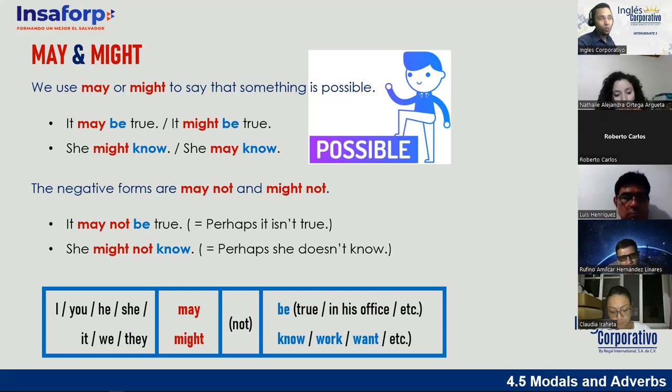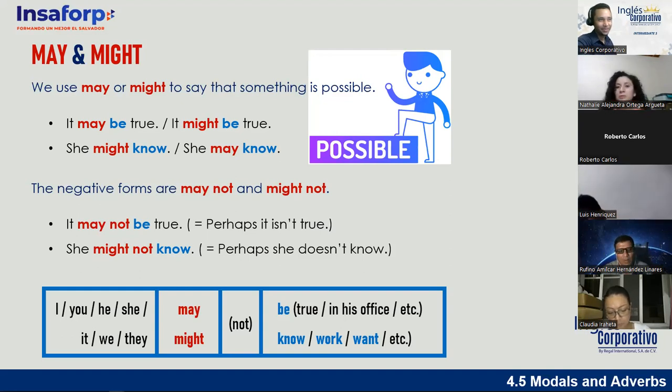Okay, so what is the structure? It's pretty simple. If you remember yesterday, I told you that modal auxiliaries basically follow two rules. Do you remember the rules? Who can tell me the rules? ¿Quién me puede decir las dos reglas generales que tienen los modal auxiliaries que vimos el día de ayer? Who knows the answer? Nobody remembers.